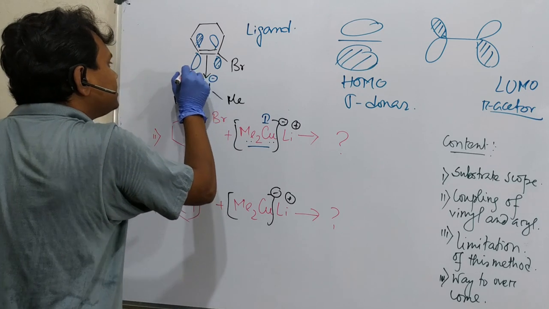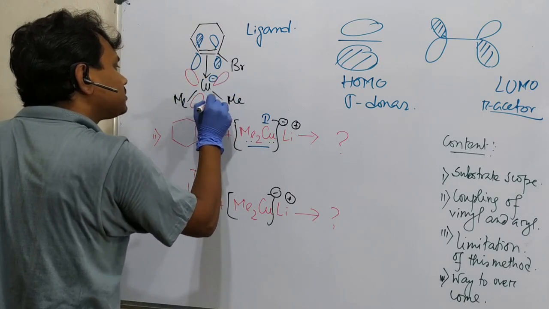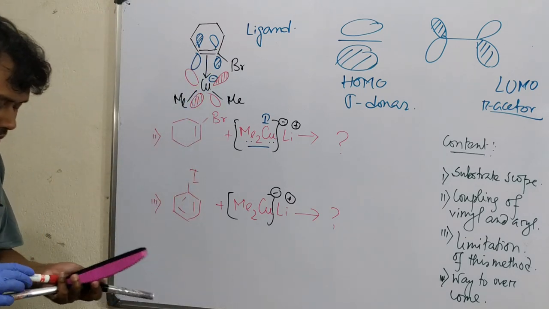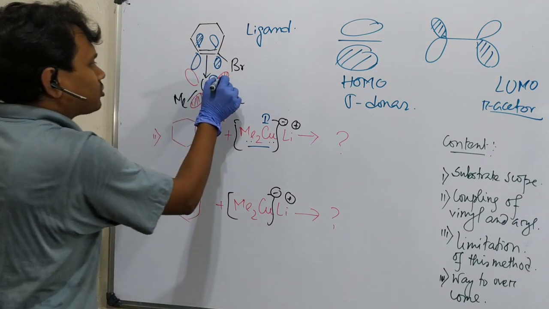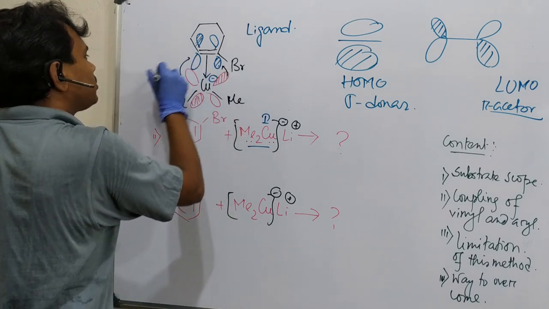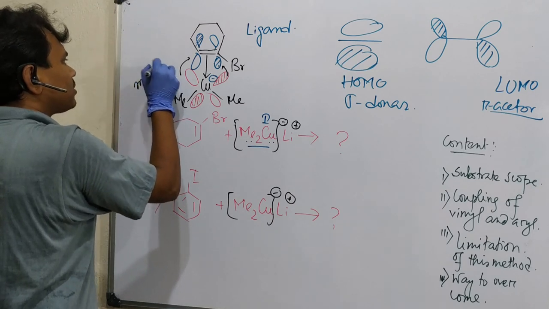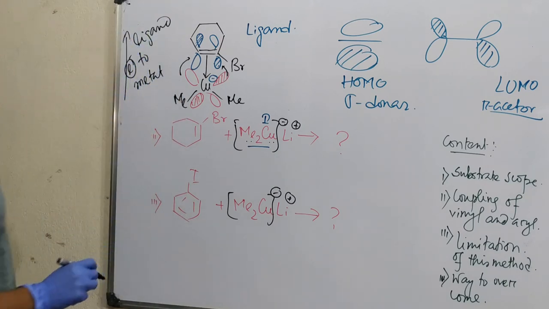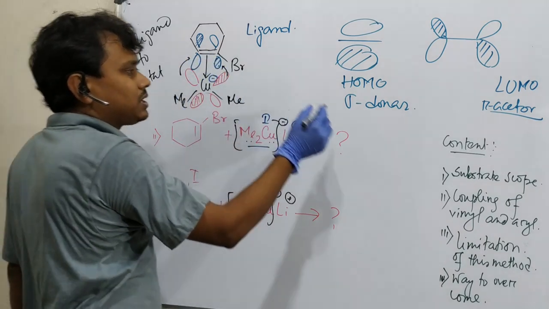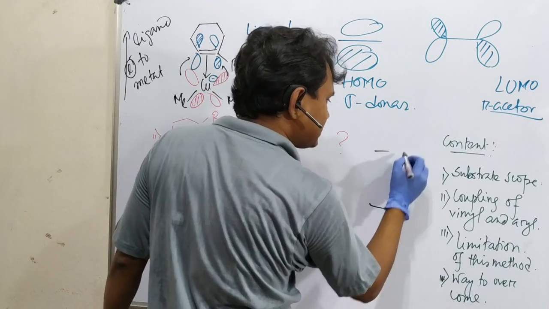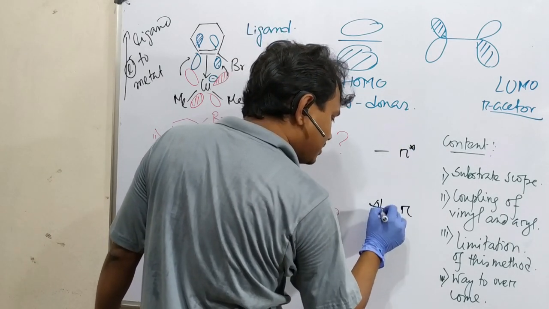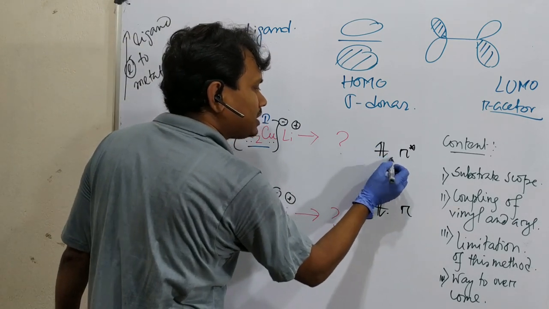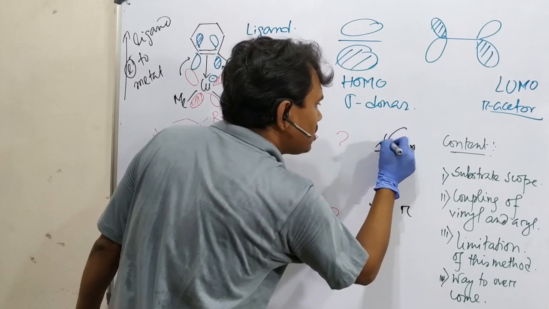So what can happen? These d orbitals on the copper could be donated to the ligand. What do I mean? This electron density will be donated from metal to ligand. There is a double bond, so it has a pi and a pi star, and we know this pi contains two electrons. Now if this copper donates two electrons here, what will be the remaining bond order? This is from copper(I).